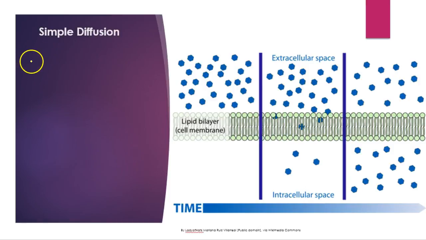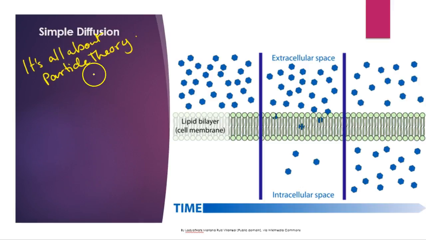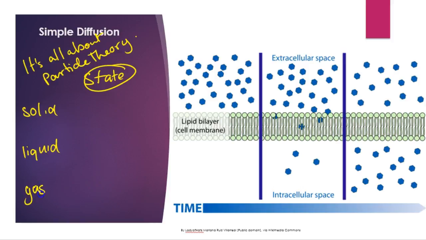Let's go over simple diffusion and why it works. And one thing that my classes get a little bit annoyed at is that I'm always referring back to the fact that it's all about particle theory. And it's so true, because everything around us is happening because particles are moving and interacting and vibrating, and that is dependent on the state that they're in. Now, everything comes as a solid, a liquid, or a gas. We also have plasma, but we're not going to get into that in too much detail now.